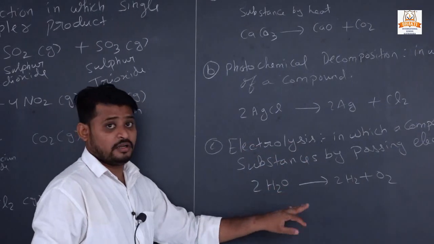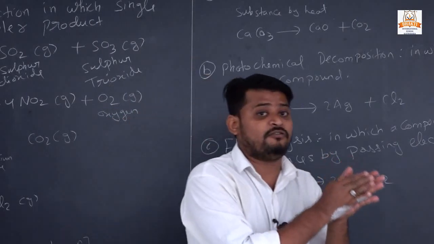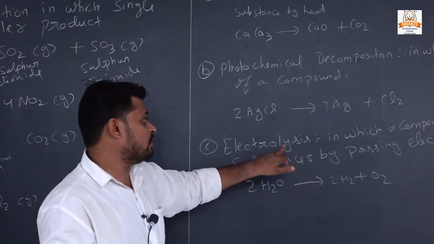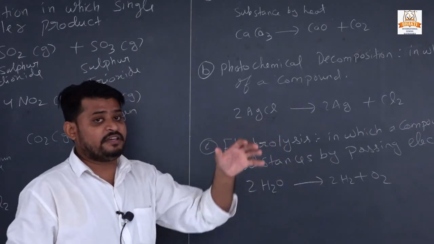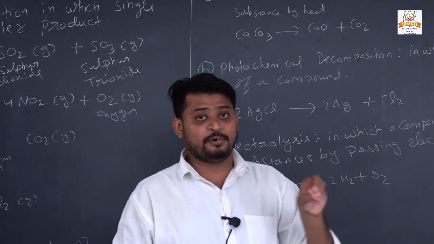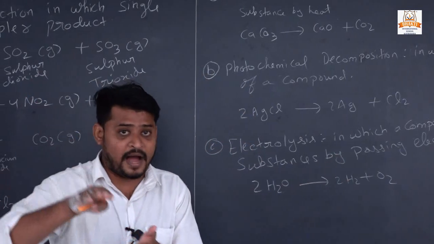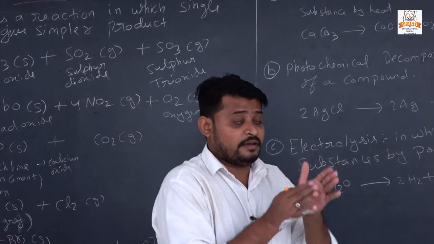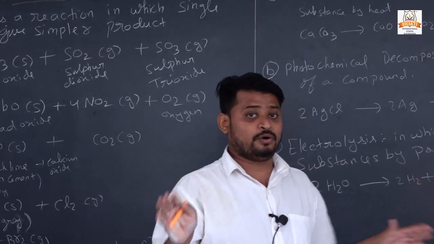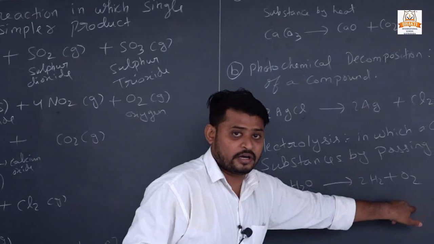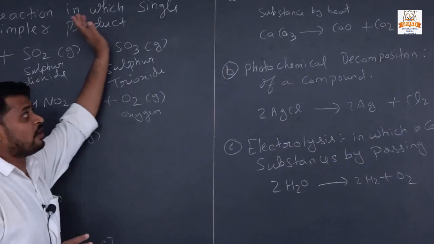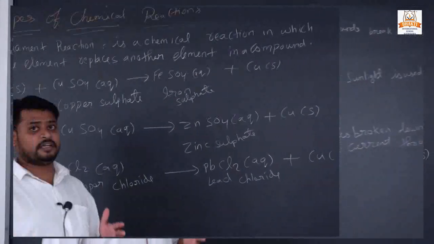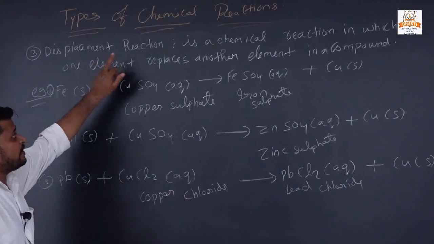The example is water. If we want to break down the molecules of water and separate hydrogen and oxygen, we use the electrolysis process. In this process we take a beaker and put water in it, and when electric current passes through the water, it breaks down the molecules of water. It separates H2 and O2, which we get as products. So these are the three examples of decomposition reaction and the three types of decomposition reaction. Our third type of reaction is the displacement reaction.